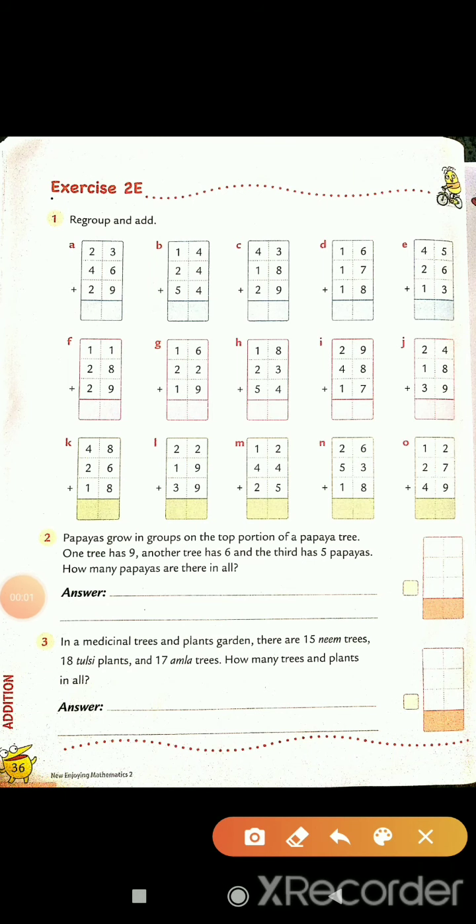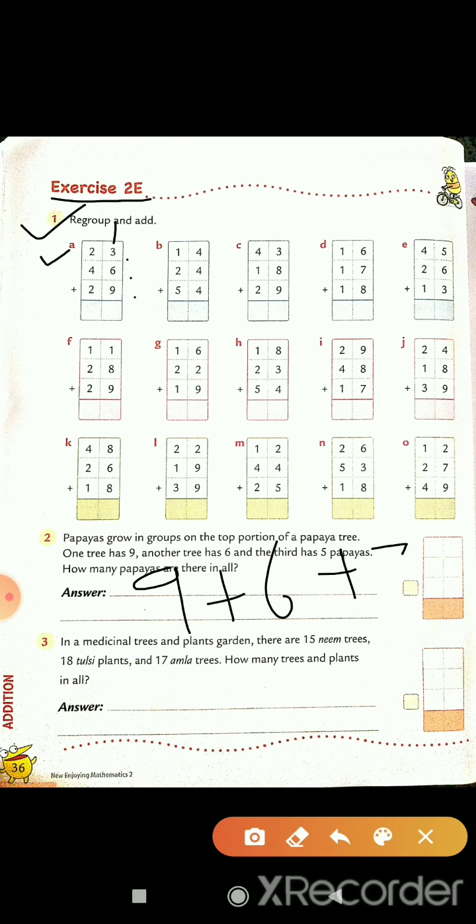Now let us start with exercise 2E. Question number 1. Regroup and add. A. 23, 46 and 29. We have to add them together. First we have to add the ones. So 9 plus 6 and plus 3.